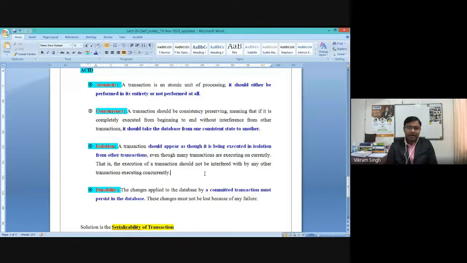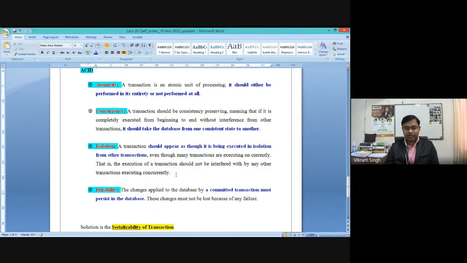These four properties are self-sufficient, a complete set of properties, which ensures that we have sufficient information and sufficient data records through which we can claim that a database transaction has happened properly. So these four properties are essential and important.